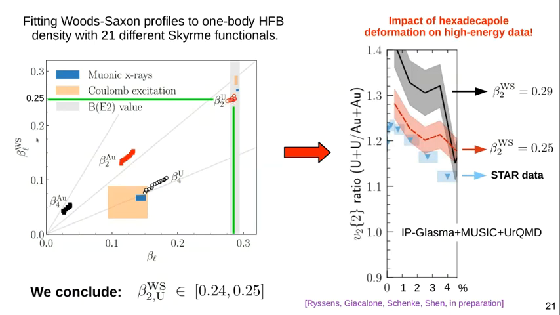But if you then try to see what would be the shape of the Woods-Saxon distribution which fits your one-body density, beta-2 from these calculations is actually reduced quite significantly to 0.25. And this is actually the value that should be implemented in hydro simulations. So we're redoing these calculations, this is work in preparation. And if you go from 0.29 to 0.25, then you are much closer, or I would say compatible now, with what is measured by STAR.